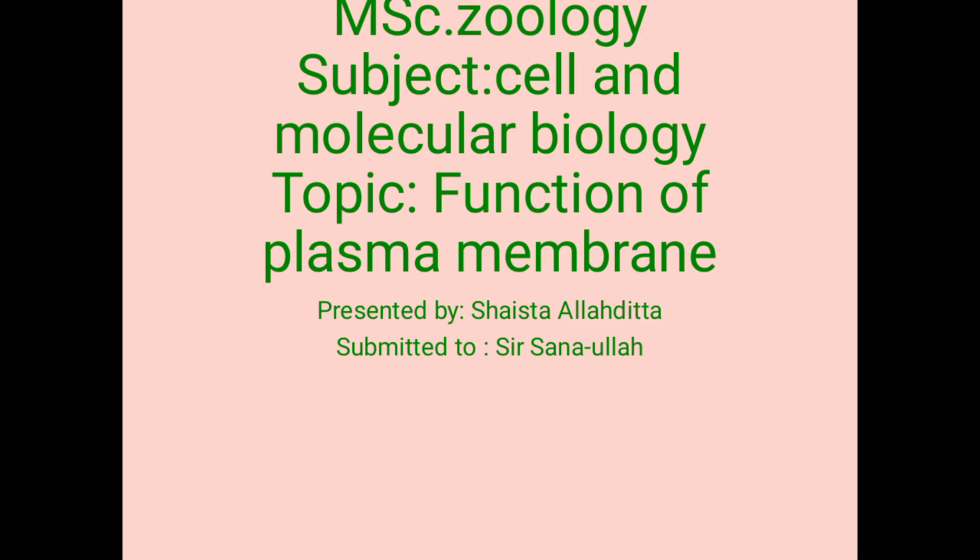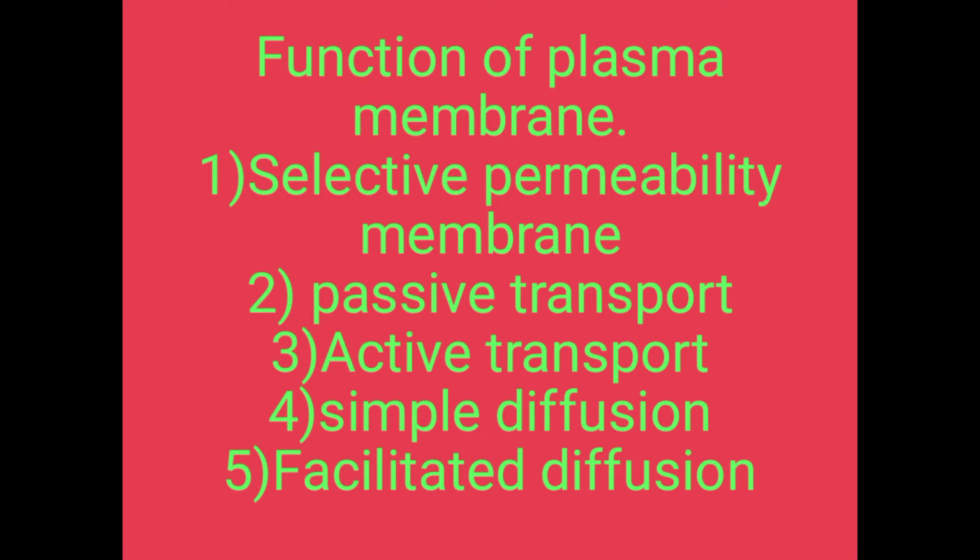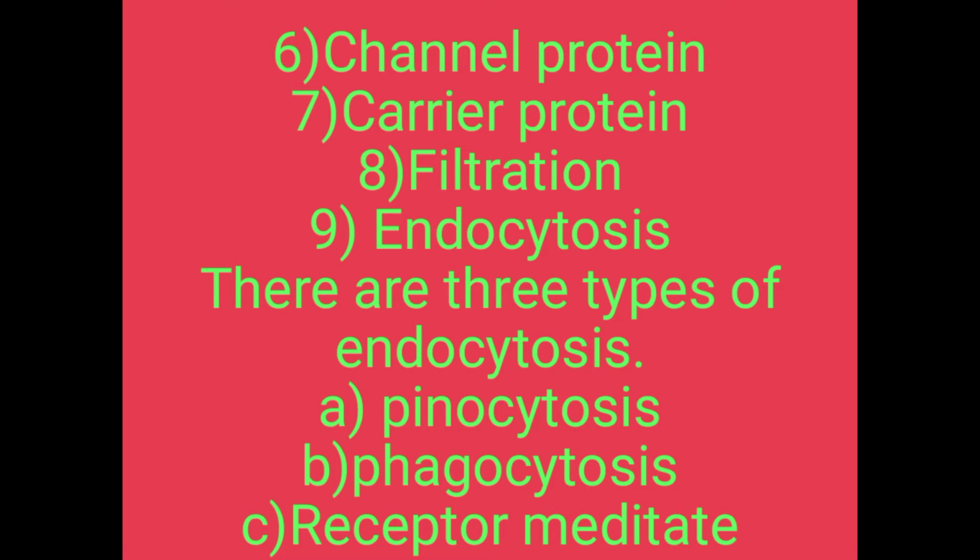The topic discussed today is the function of the plasma membrane. First of all, the functions of the plasma membrane include selective permeability, passive transport, active transport, simple diffusion, facilitated diffusion, channel protein, carrier protein, filtration, and endocytosis. There are three types of endocytosis: pinocytosis, phagocytosis, and receptor-mediated endocytosis.